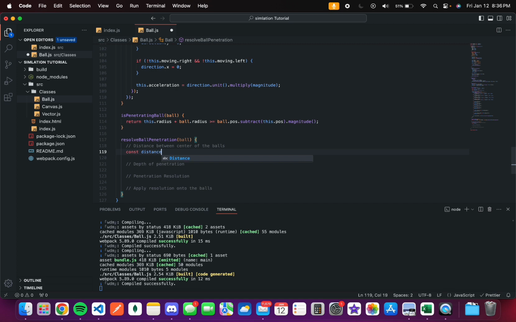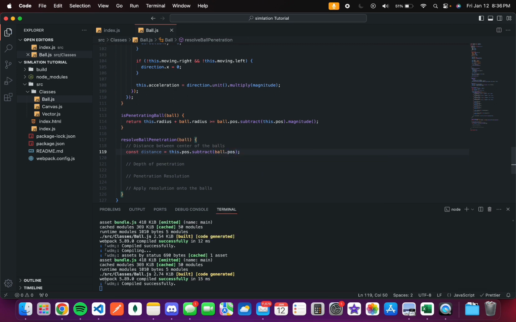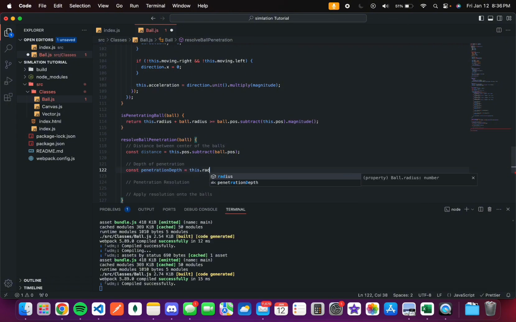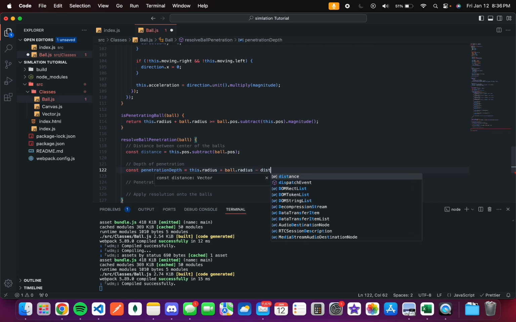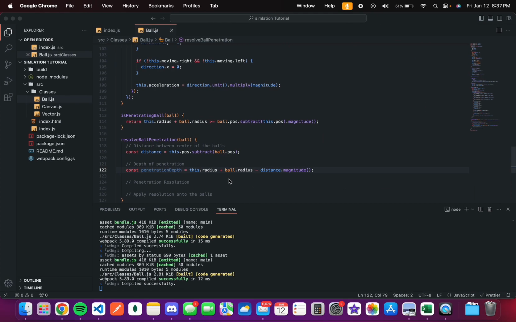So for the distance, it's going to be this.position.subtract ball.position. Then the penetration depth will be this.radius plus ball.radius minus distance.magnitude. And this is the distance over here between these two.